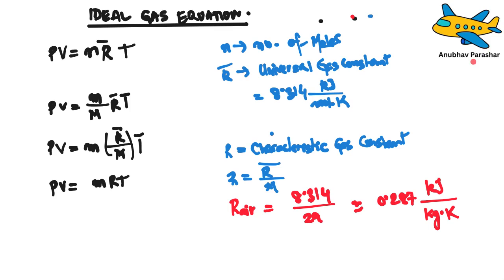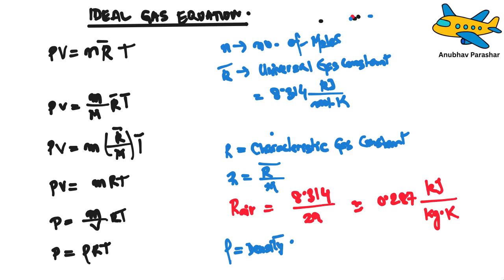Coming back to our ideal gas equations, we have seen two different equations, right? PV is equal to nR'T, and PV is equal to mRT. Now we can also write it as P is equal to, if you take volume towards the right and simply divide mass by volume, so P can also be written as rho RT, where rho is nothing else but the density of the gas.